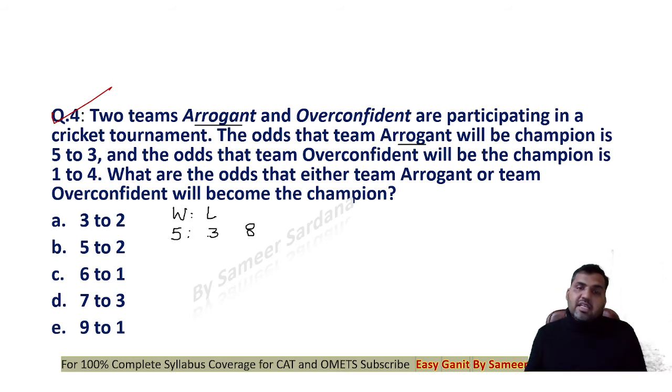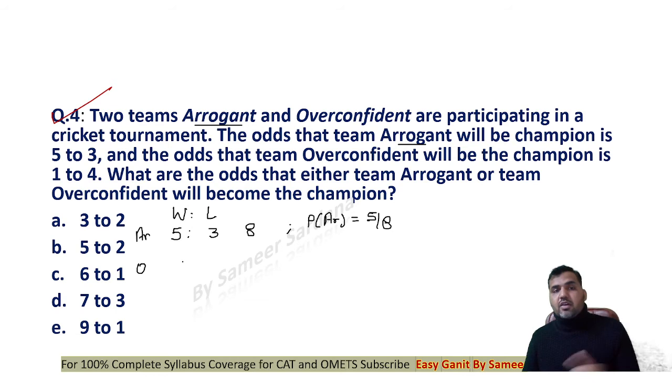And 3 chances that arrogant will lose. So the probability of the arrogant team winning the match is 5 by 8. Similarly, for overconfident, the odds that overconfident will be champion are 1:4.